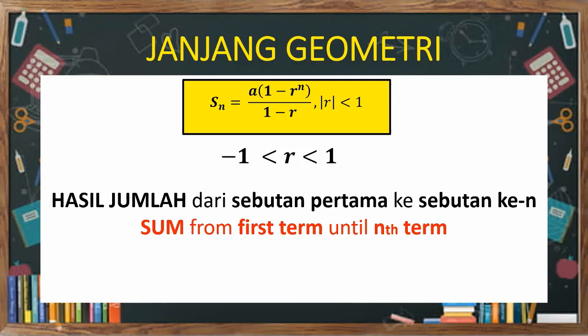There are two formulas in Janjang Geometri. The first one is when r is in between negative 1 and 1. This is the formula when r is in between negative 1 and 1.